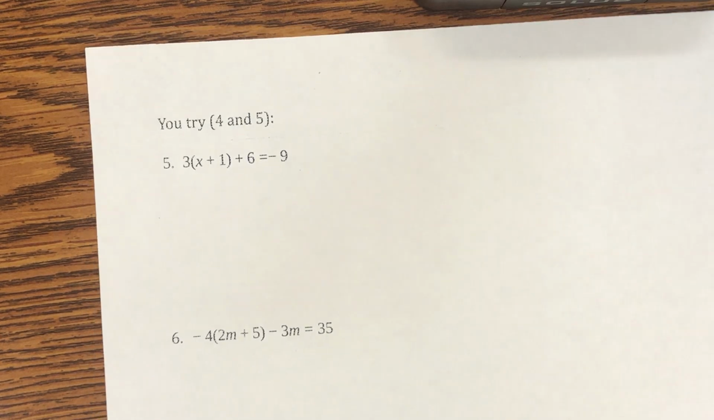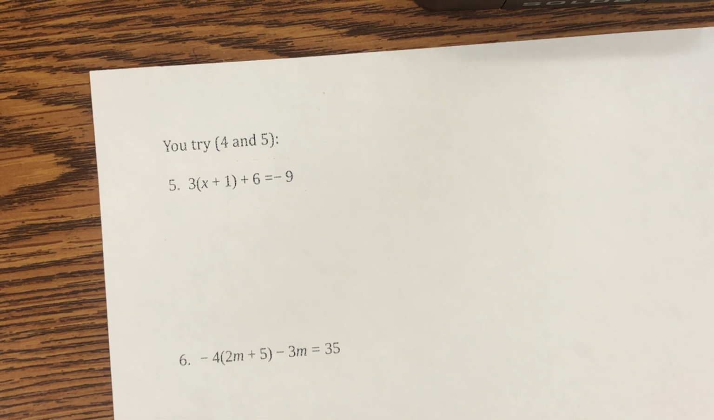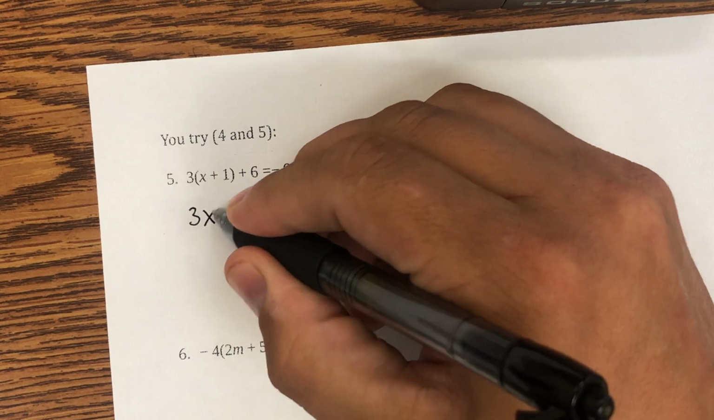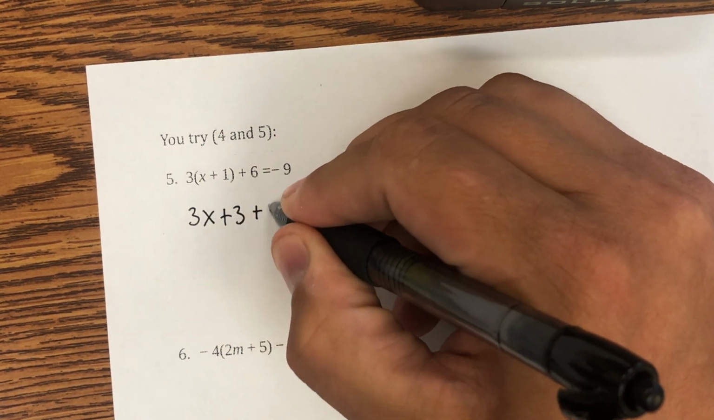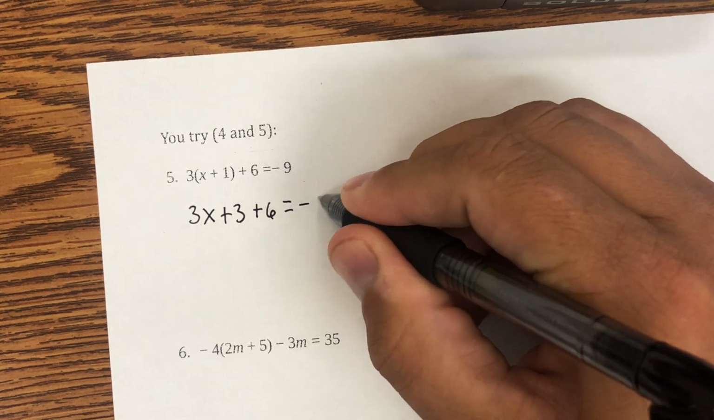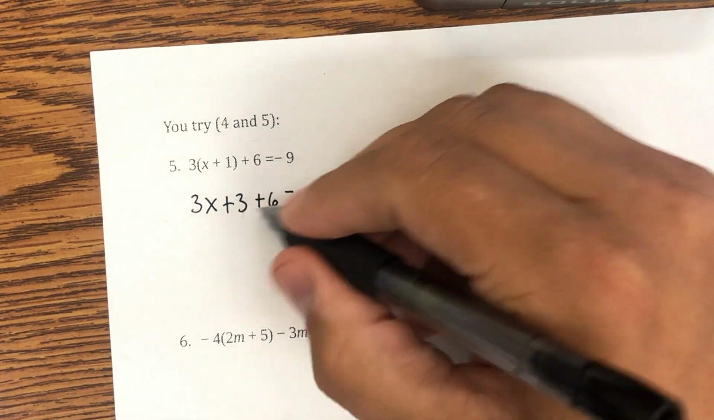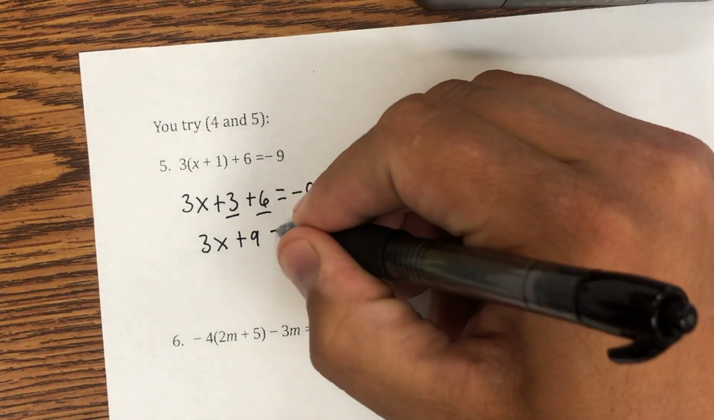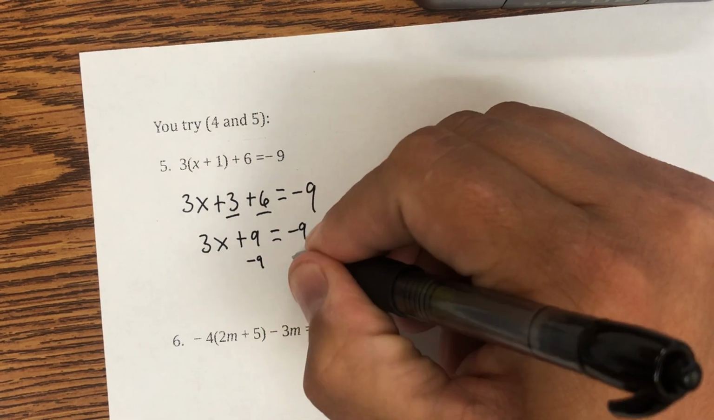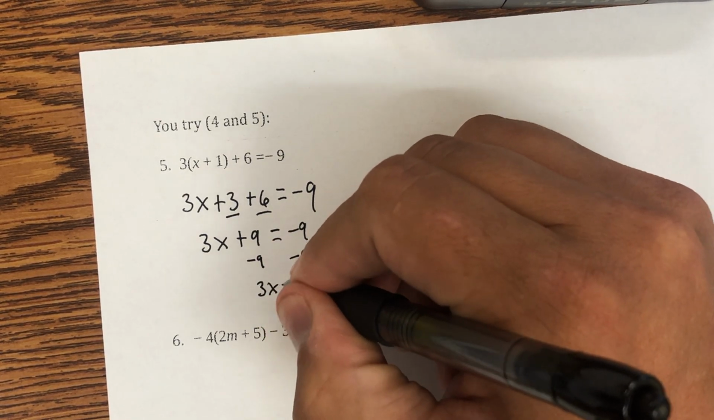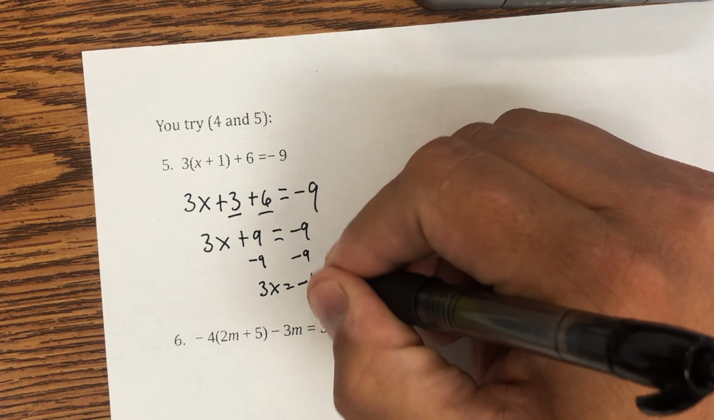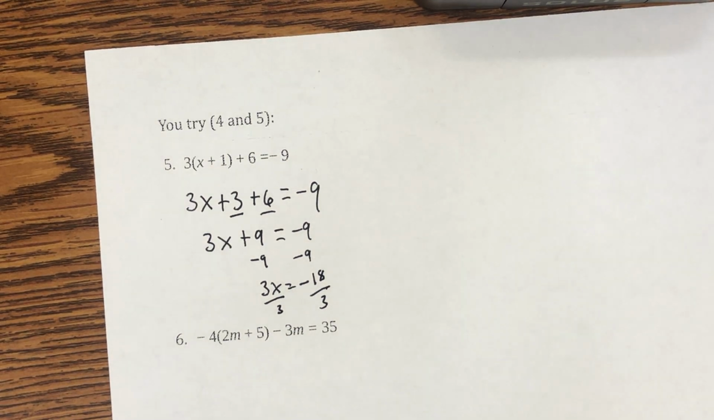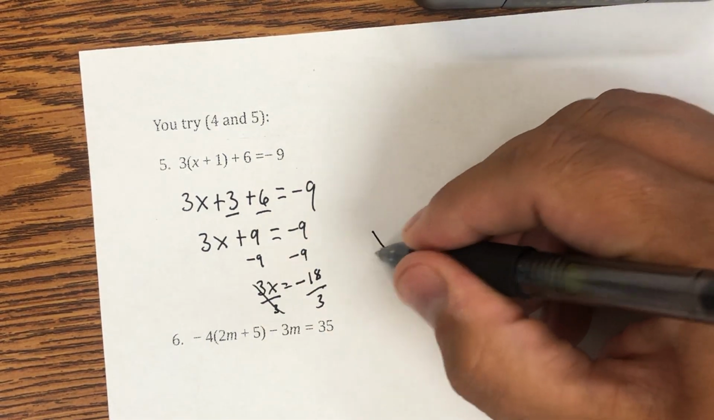All right, after our pause break here, hopefully you got some success on numbers 5 and 6. First step, there is a parenthesis, so I have to distribute. So 3x plus 3, our 6 is still there, plus 6 equals negative 9. Now from here, like terms, 3x plus 9. We combined these two. Equals negative 9. Subtract our 9. 3x equals negative 9 minus 9 is negative 18. Divide 3, divide 3. And x is equal to negative 6.